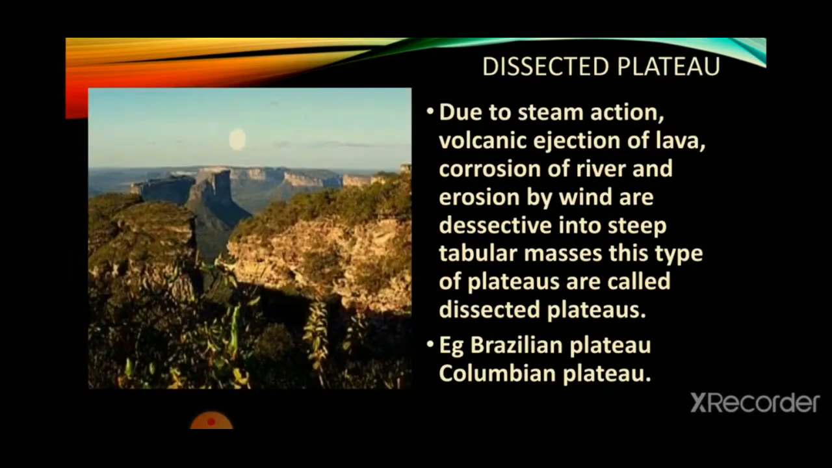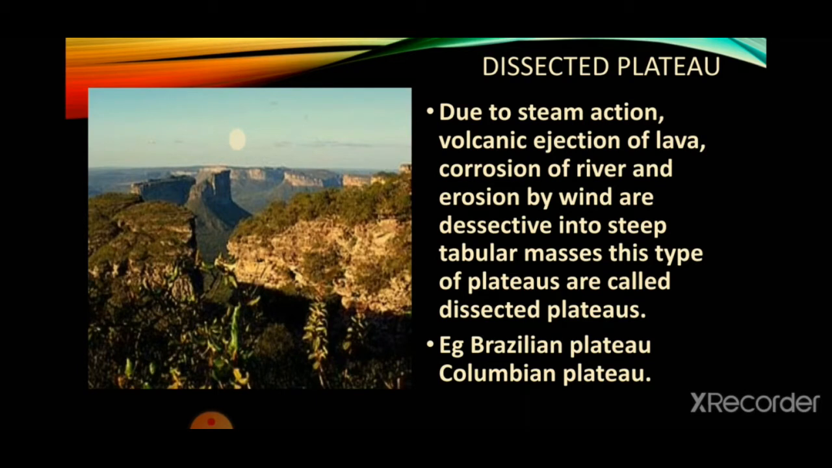Now the next plateau is the dissected plateau. Due to stream action, volcanic eruption of lava, corrosion by rivers and erosion by wind, plateaus are dissected into steep tabular masses. This type of plateau is called a dissected plateau. Usually these happen due to agents of gradation, like lava, volcanic eruption, corrosion by water and rivers, and erosion by wind. All these result in the formation of a dissected plateau.